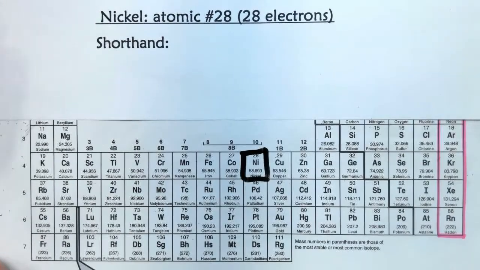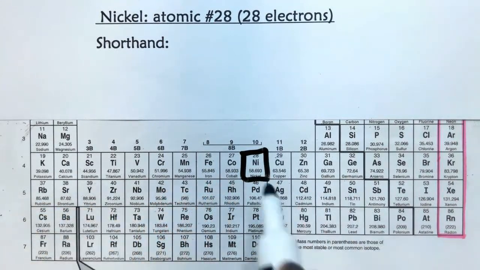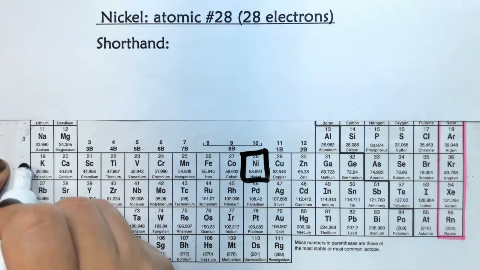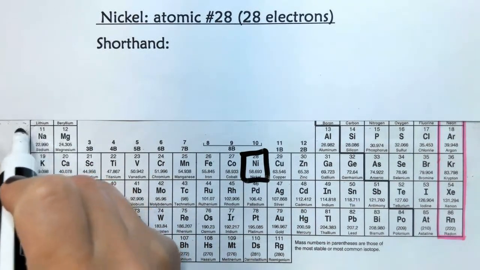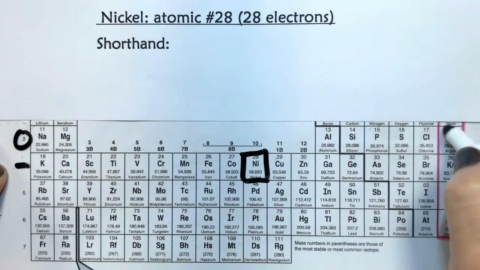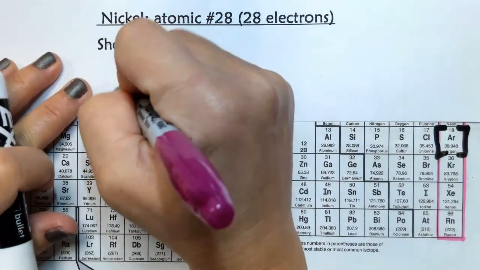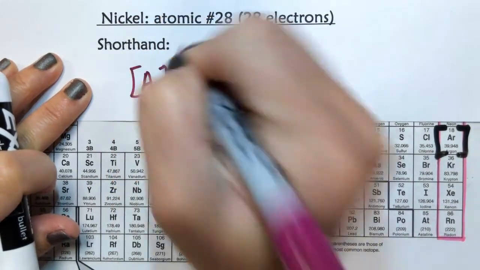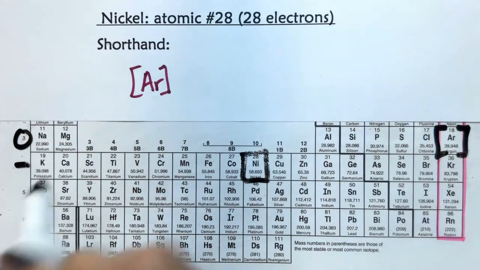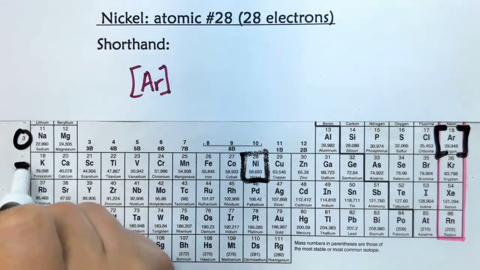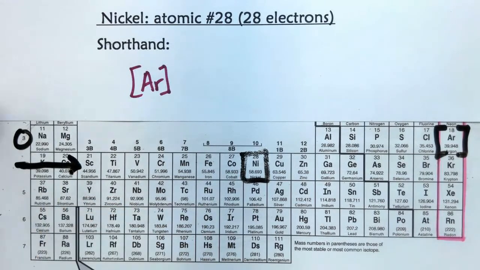For our last example, we'll go straight to the shorthand notation of nickel. And since nickel is on row 4, I want to go find the noble gas at the end of row 3, which is going to be argon. So I'm going to place argon in brackets. That's going to take care of rows 1, 2, and 3. And now I have to go back to the beginning of row 4 and work my way to my element. Here is 4s2.